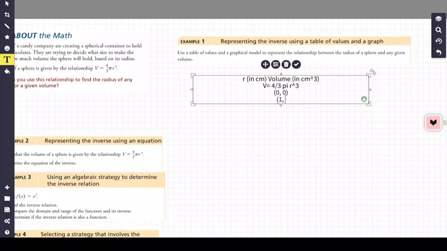Right, we'll have 1 cubed times pi times 4 over 3, so we will have 4.2. My calculations are correct. And then let's go ahead and look at 2. It will be 33.5. 3, it will be 113.1. And then 4, we'll have 268.1.